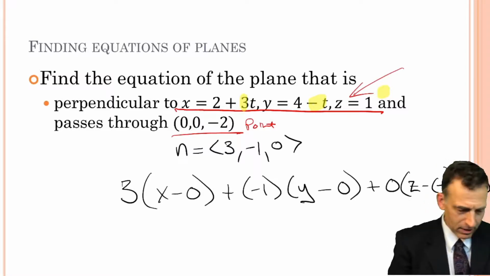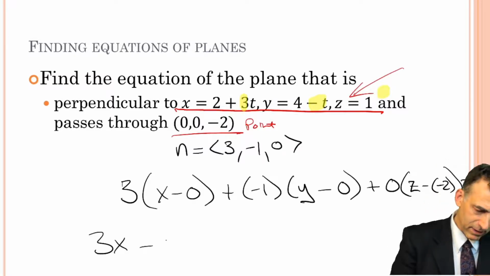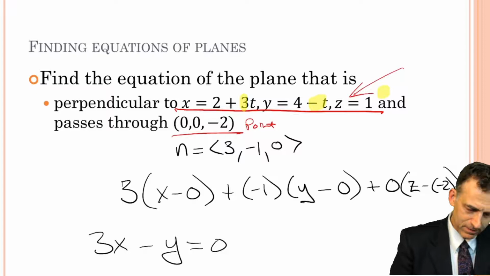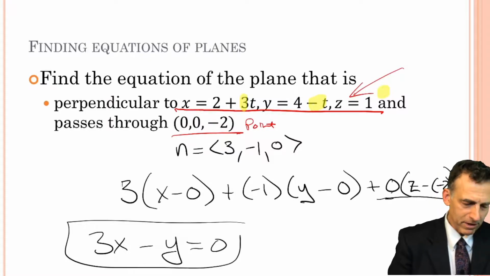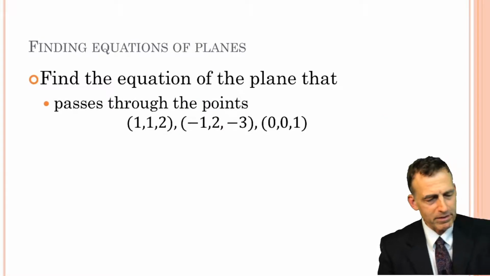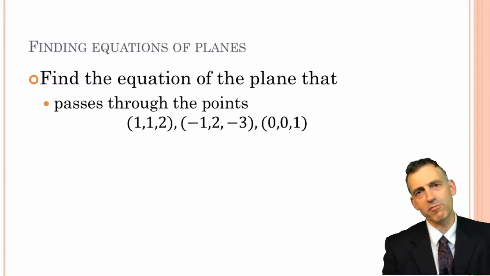Clean it up. You get 3x minus y equals 0, because that's 0 times all that mess. So there's my plane. Okay, great. What about this one? Find the equation of a plane that goes through 3 points.